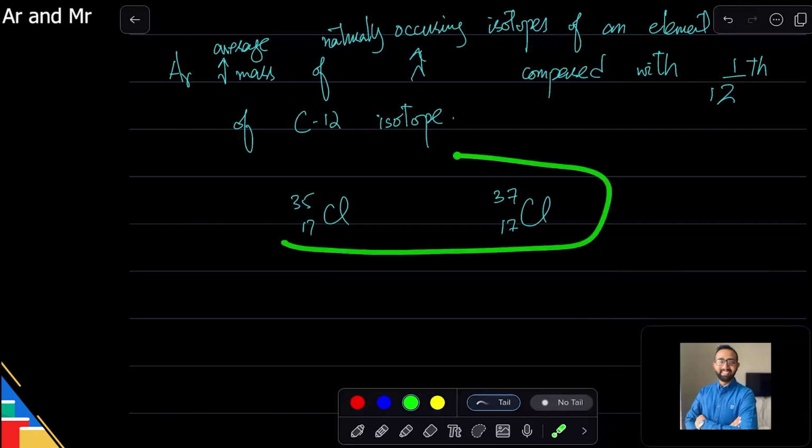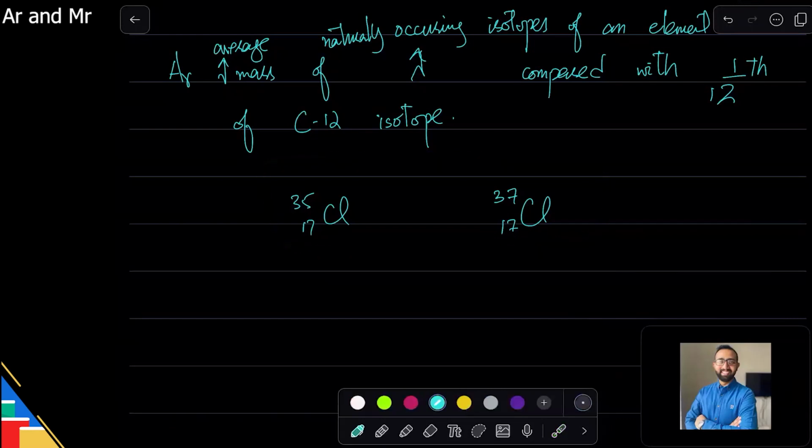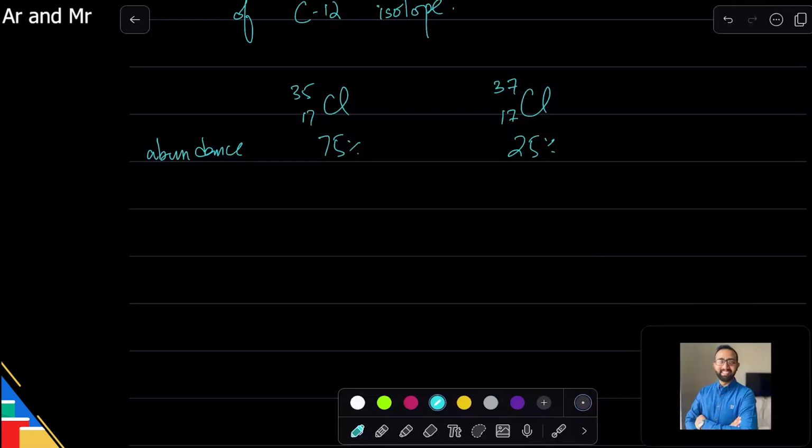So how does this work? We look at how common is this isotope in nature. We call that thing the abundance. So 75% of all chlorine that we find naturally is this one, and 25% of all chlorine that we find is this one. So now we can find the average mass. How does average mass work? It is exactly like how your exam scores work.